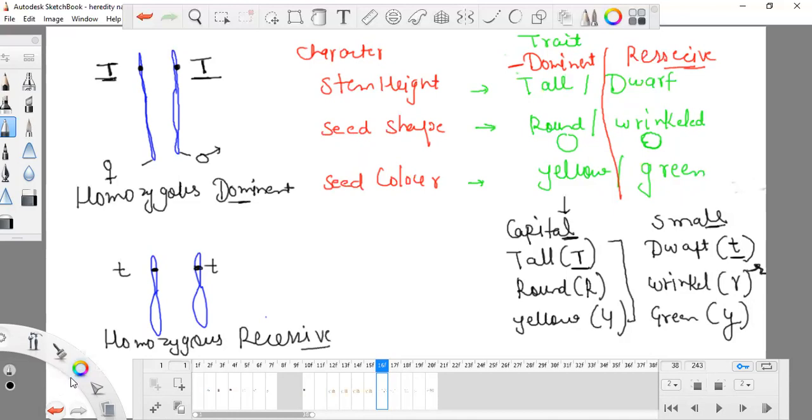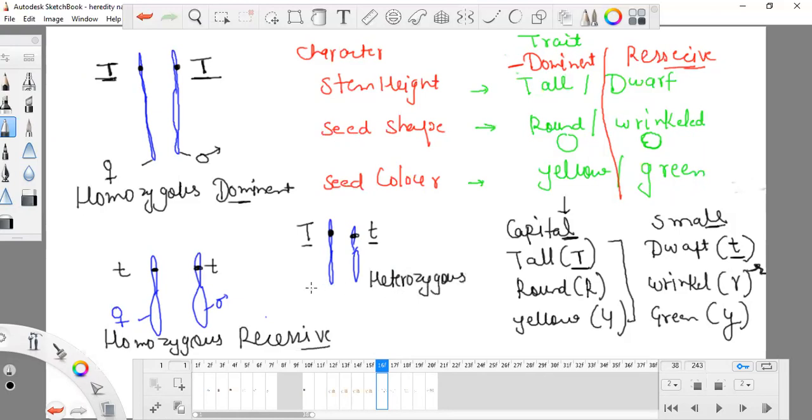And finally, if it is having a thing like this, obviously one it is getting from its mother and one from its father. Now in this third case, if it is having this or this, or vice versa, it can be like this or this. It doesn't matter which allele is present at which side, it can be present here or on the other chromosome. So one is capital and one is small, so it is known as heterozygous. Heterozygous, and again it is known as dominant.